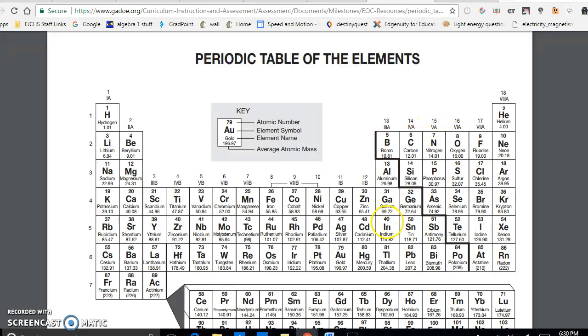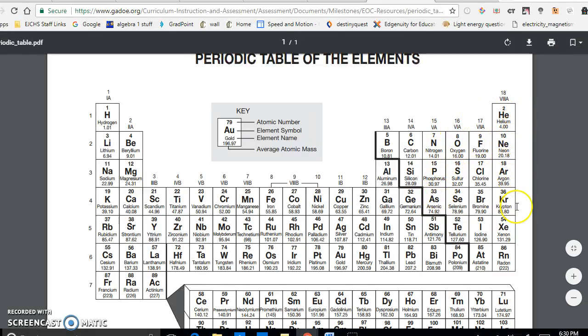The 13th column over here has 3 valence electrons. And if you look on here, you'll see this has 1A. That means 1 valence electron. 2A, 2 valence electrons. 3A, 3 valence electrons. This is IV, which is 4. This one has 5. This one has 6, 7, and 8 valence electrons. So that's the columns, okay?